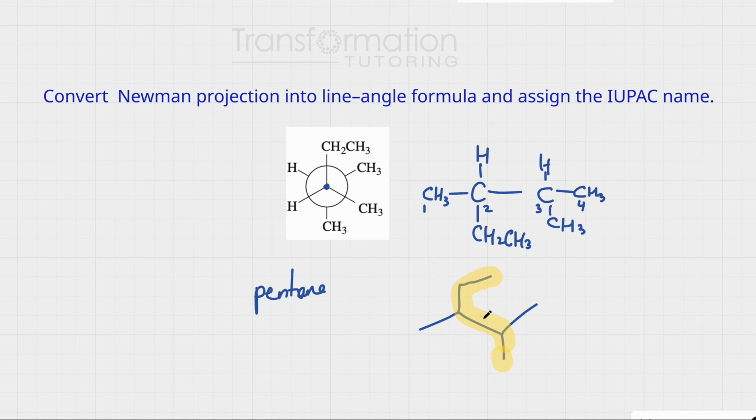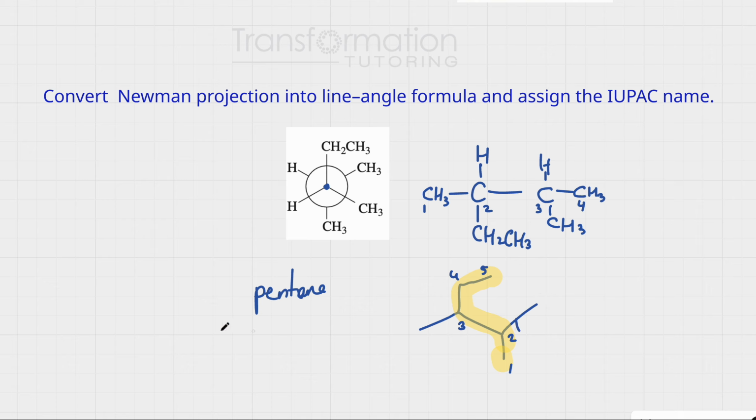And next I'm going to number from the end of my parent chain that is closest to the first group attached, which would be this end, because if I would start numbering here, I would go 1, 2, 3. So here I would get a methyl at carbon 3, and here 1, 2, I get a methyl at 2. So I go 1, 2, 3, 4, 5. Again, I'm starting to number from this end because this group receives the lowest number.